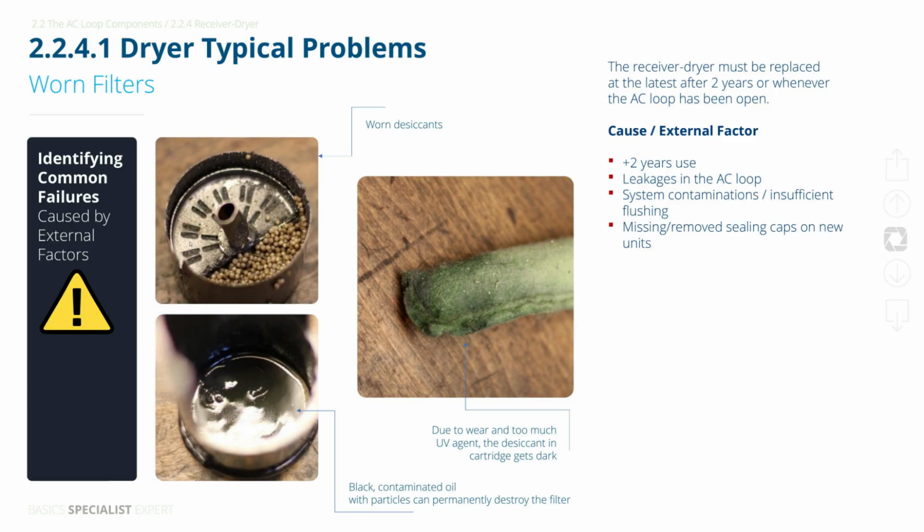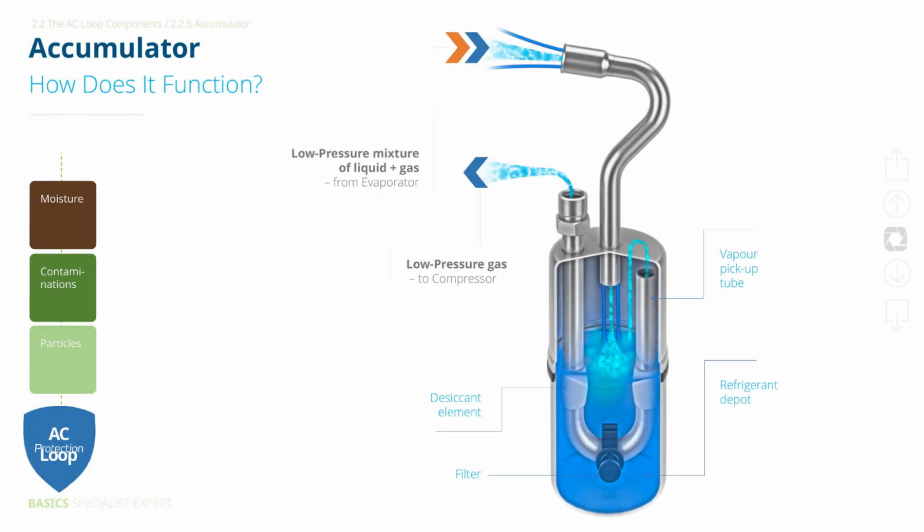As the refrigerant leaves the evaporator, it's a mix of liquid and vapor. The accumulator collects any leftover liquid, lets it slowly evaporate, and only sends vapor to the compressor. Liquid entering the compressor is catastrophic. It can destroy it instantly.